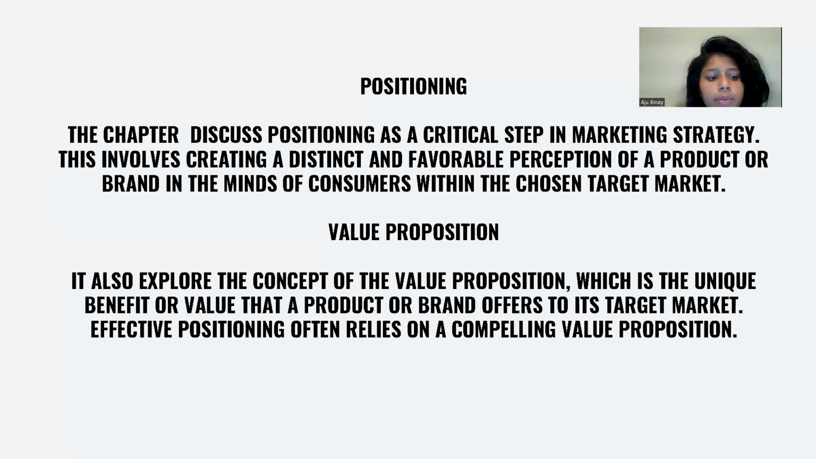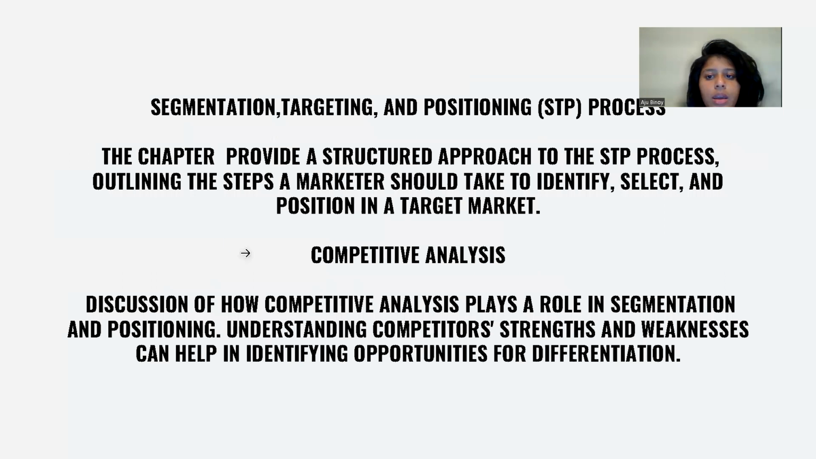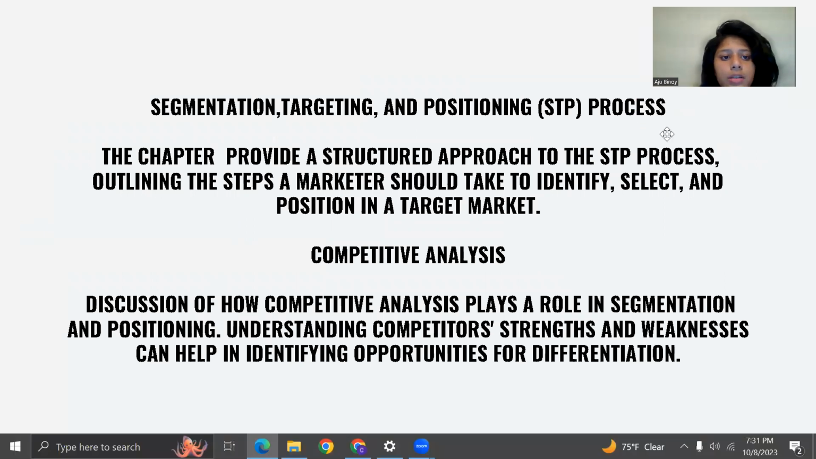Okay, so the chapter also explores the concept of value proposition, which is the unique benefit or value that a product or brand offers to its target market. Effective positioning often relies on a compelling value proposition. The next point is the segmentation, targeting, and positioning, or STP, process. It's the conclusion of all three, known as the STP process. The overall chapter provides a structured approach to the STP process, outlining the steps a marketer should take to identify, select, and position a target market.